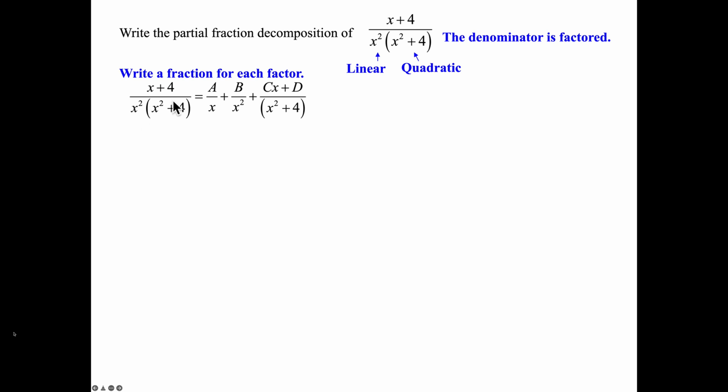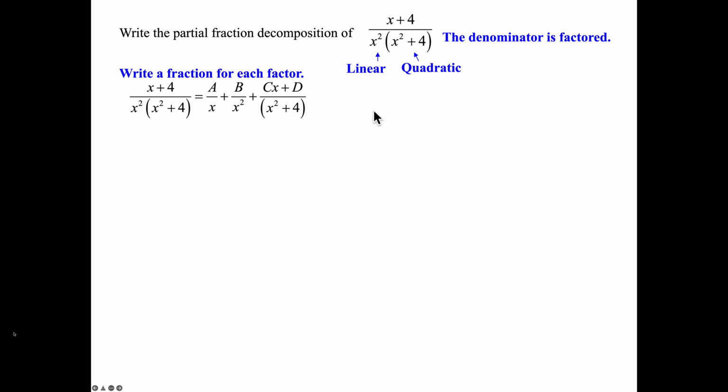The x squared plus 4, that's not a difference of perfect factors. We can't factor it. We'll leave it as a quadratic. So my fraction will equal capital A over x plus capital B over x squared. Those are the two linear factors. Plus, now my x squared plus 4, remember the power of 2 tells me I have to have two terms on top. A capital C times x plus a capital D. And again, if I don't need one of these, it will occur as a 0. All over my x squared plus 4.